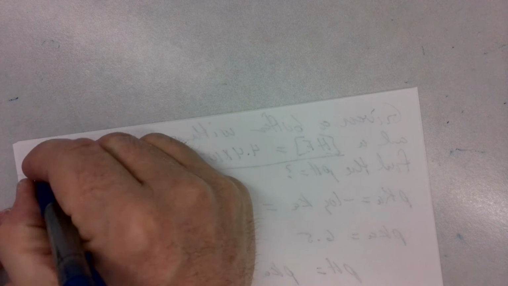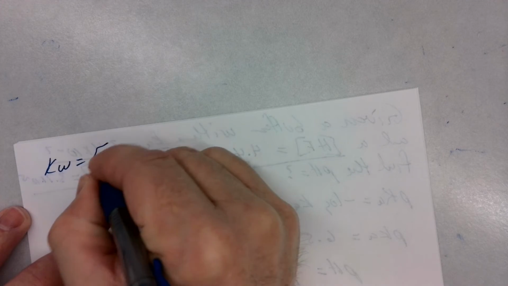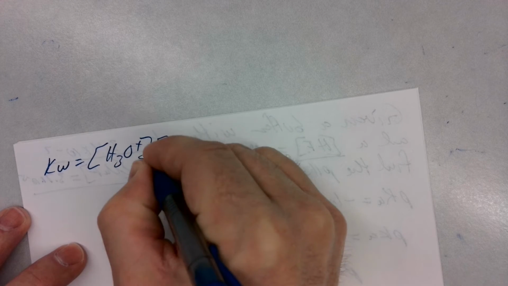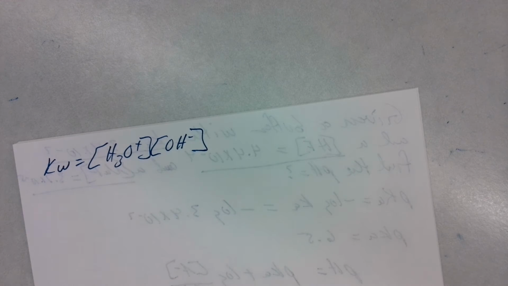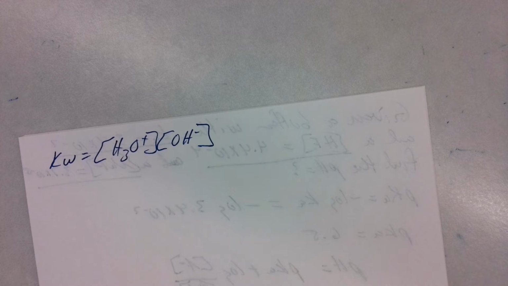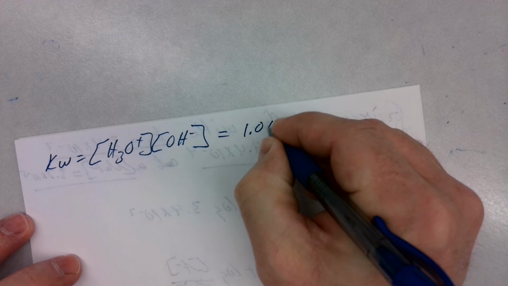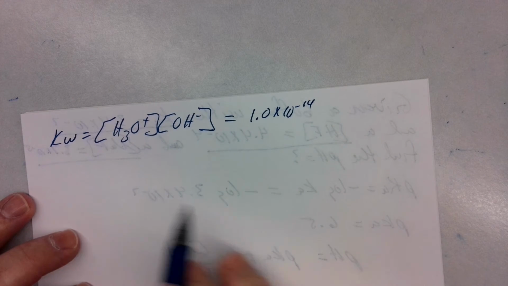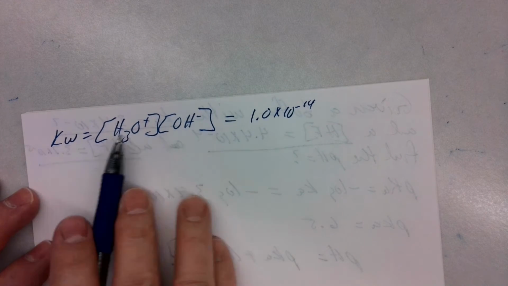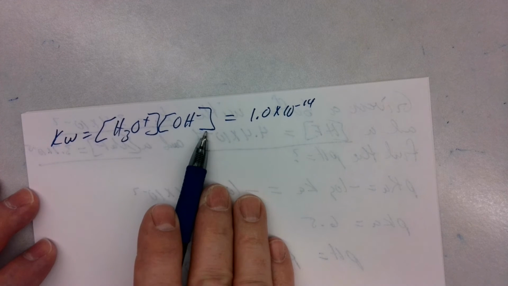What you got to understand is that everything has its own place. Kw, remember, is H3O positive times OH negative. You got to know that if I multiply those two things together, they have to equal 1.0 times 10 to the negative 14th. And that's important because they're going to give me both of these.